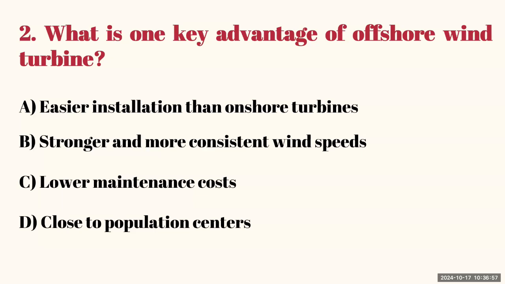Okay, so I think everyone is on B. We have a C and an A, but the majority is looking towards B. Okay, so I think everyone is agreeing. So yes, the answer is B. When we install offshore wind turbines, we can access deeper seas, and in those regions we have stronger and more consistent wind speeds than on land.